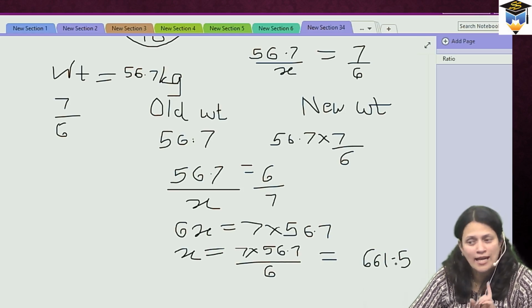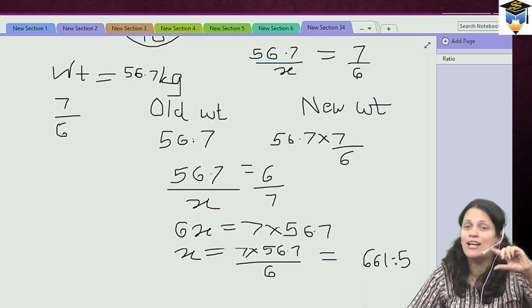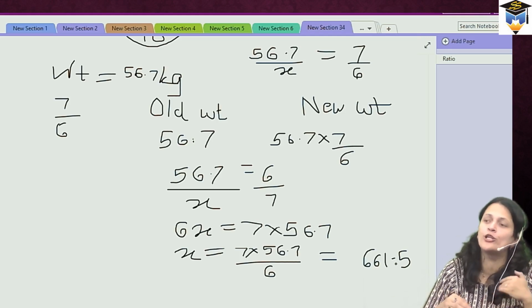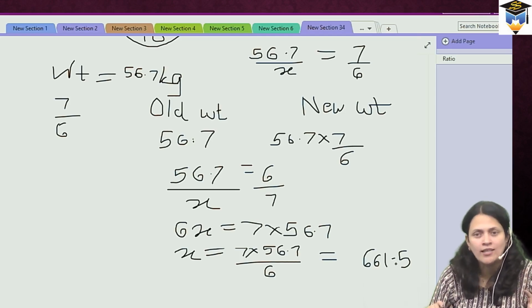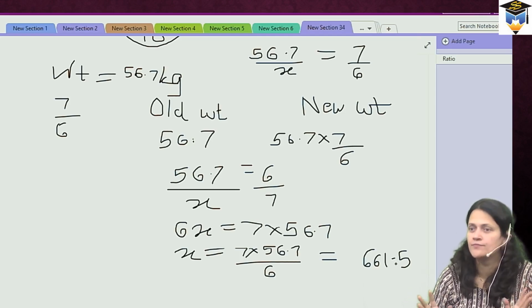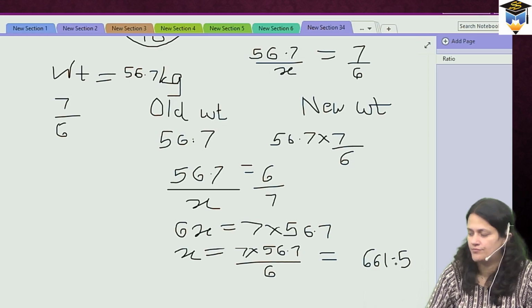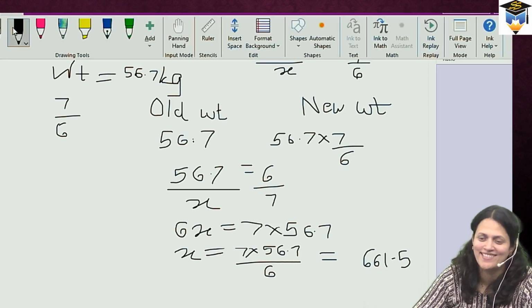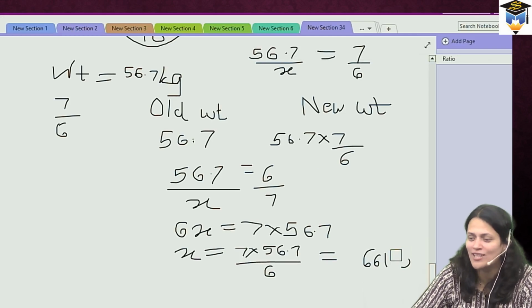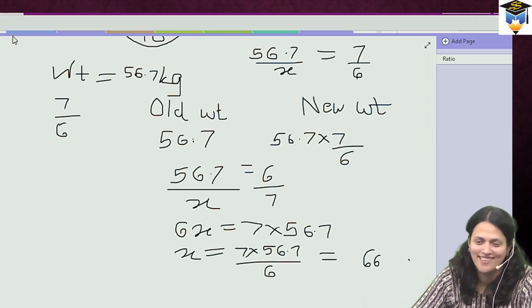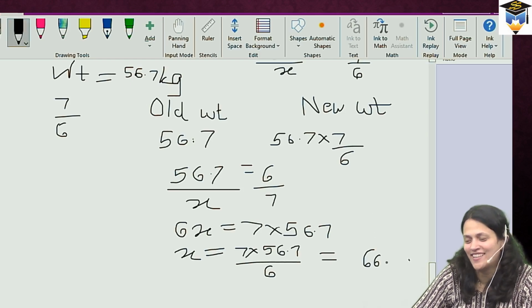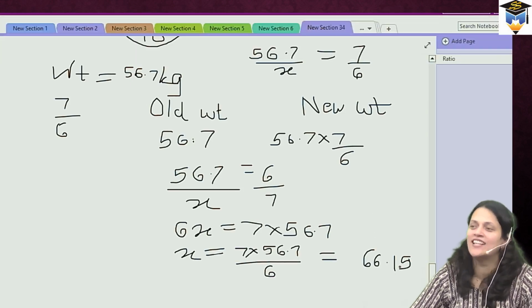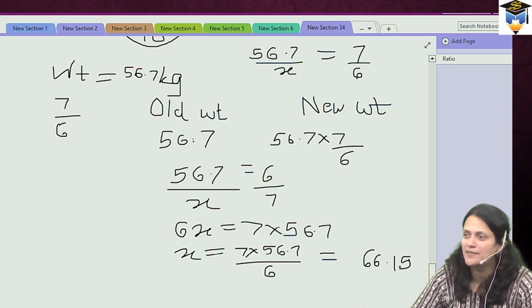Entire thing is understood? So you have to take those values correctly depending upon whether it is going to increase or decrease. Take the ratio accordingly. Yes, I wrote it by mistake. Weight cannot be this much. Not possible. Okay. Understood? Easy? Okay.